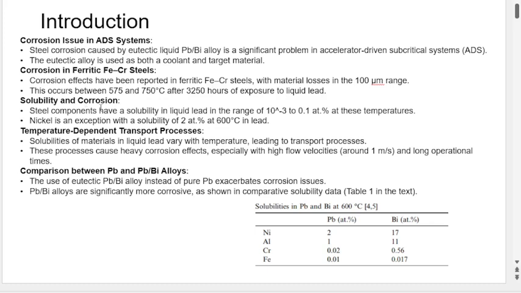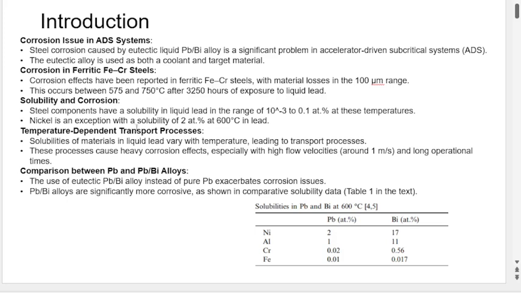Solubility and corrosion. Steel components have a solubility in liquid lead in the range of 10 to the minus 3 to 0.1 atomic percent at this particular temperature. Nickel is an exception with a solubility of 2 atomic percent at 600 in lead, as we can see in this table. Nickel has very high solubility in comparison to others. Aluminum is also quite high, but nickel is quite high in Pb. However, in bismuth, it is very high.